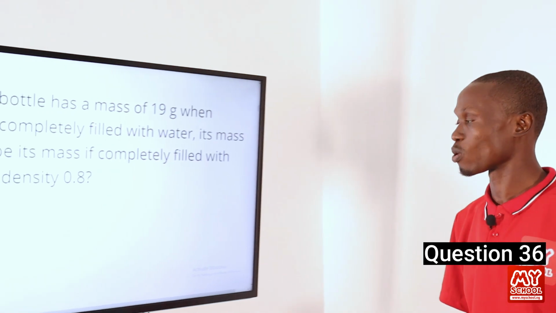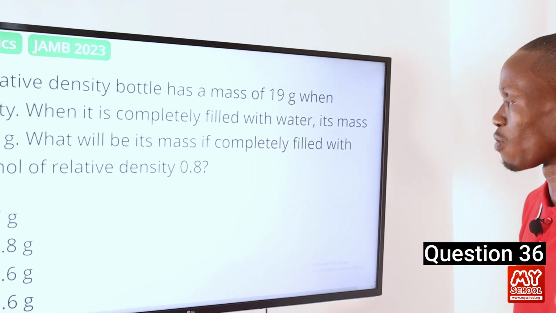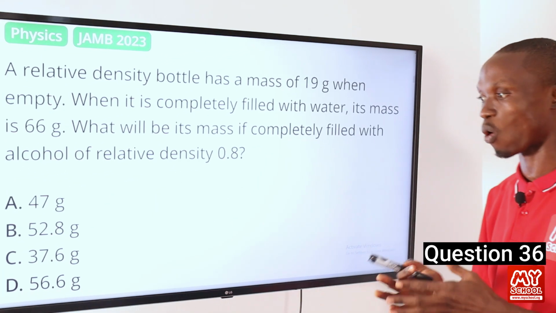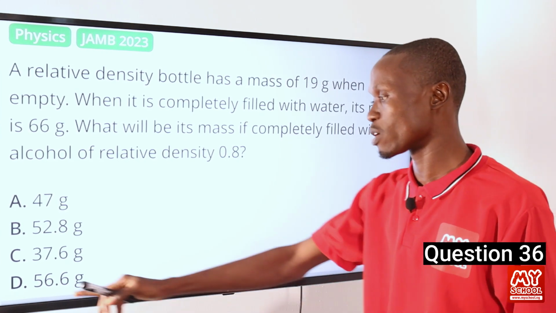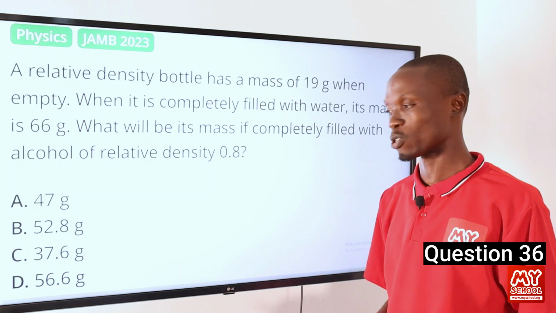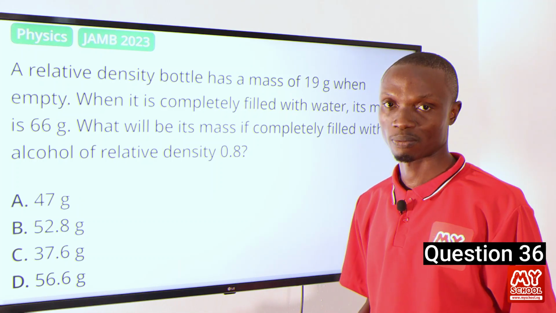Let's move over to the screen to pick the correct option. From our calculation, we got the mass of the bottle when it is completely filled with alcohol to be equal to 56.6 grams. So that makes option D the correct option, 56.6 grams.